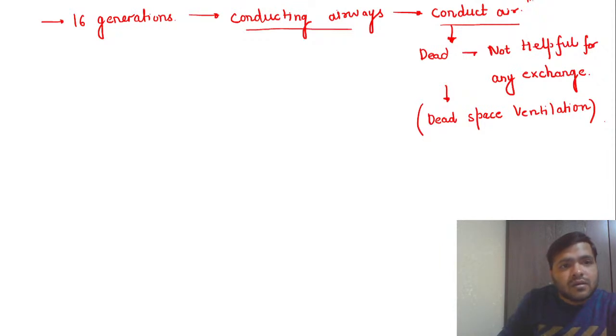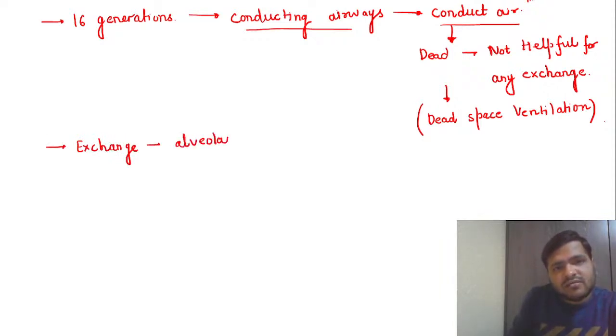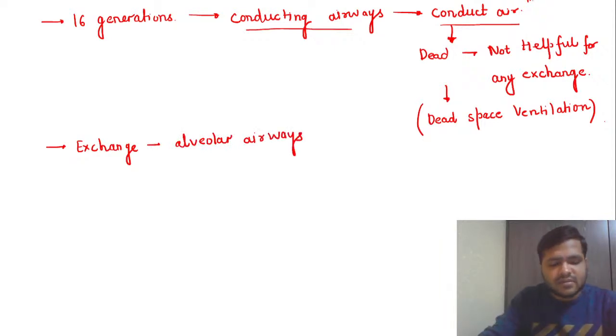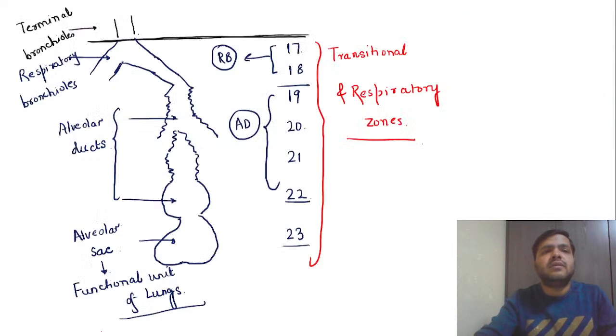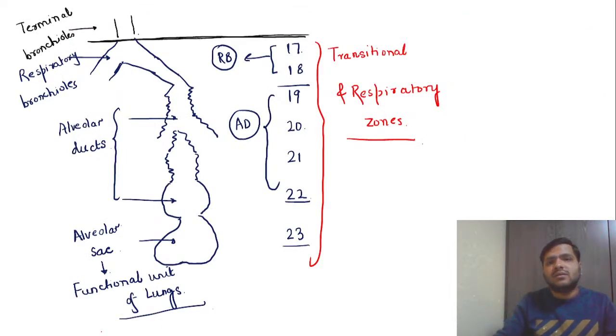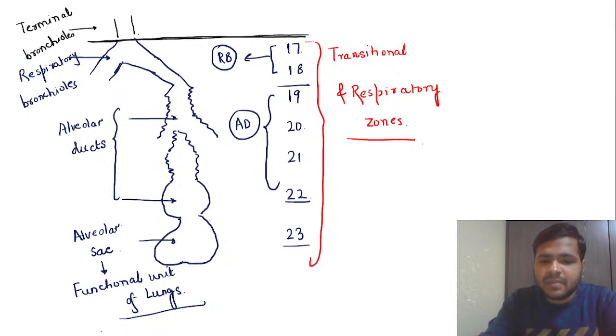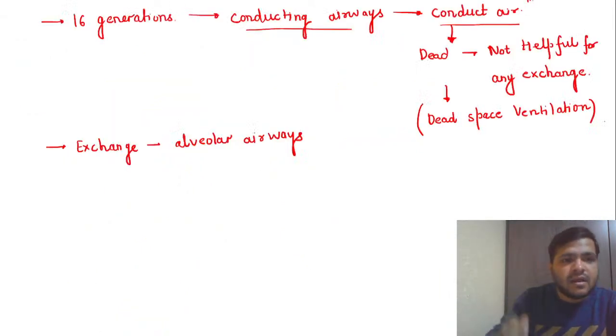Now, if we talk about exchange, exchange is happening at the alveolar airways. The airways that we just talked about, these are the alveolar parts: the respiratory bronchioles, alveolar ducts, and alveolar sacs. These are where the exchange happens.